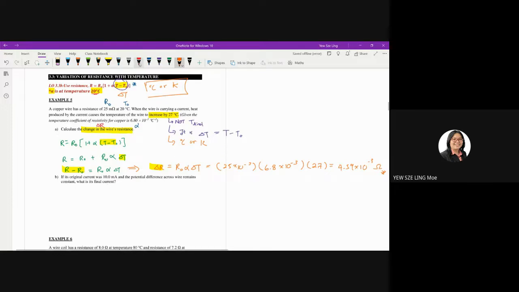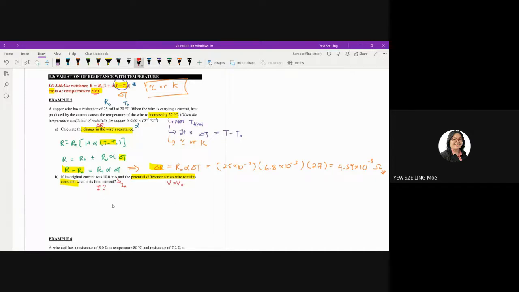Question B, if the initial or original current, which is your I naught, is 10 milliampere, and the potential difference across the wire remains constant, what does it mean? It simply means V final equals V initial. What is the final current? So this one is unknown. Now you want to find I. You have an I naught, you want to find I. You know the relationship between V and V naught. How are we going to calculate I naught? And how are we going to calculate I? Based on all this information given.